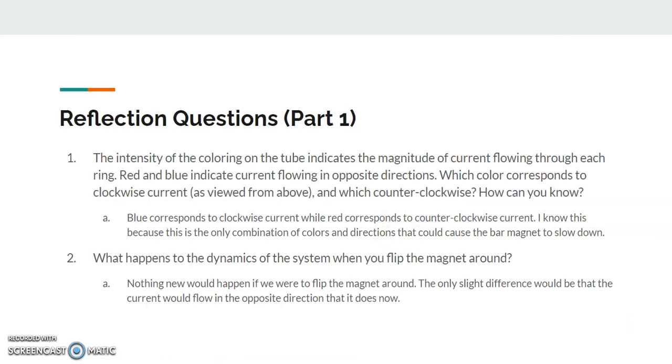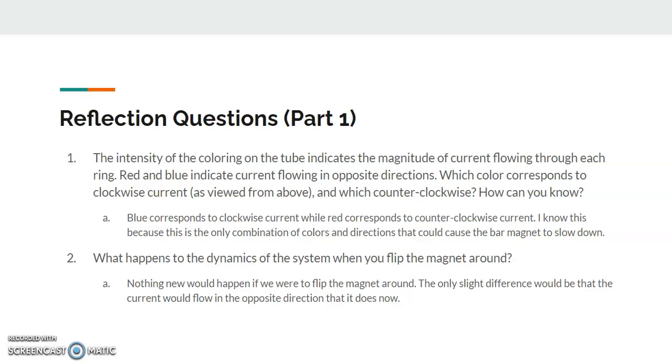Now onto some reflective questions that help put the lab in perspective. Reflection question number 1 states, the intensity of the coloring on the tube indicates the magnitude of current flowing through each ring. Red and blue indicate current flowing in opposite directions. Which color corresponds to the clockwise current, as viewed from above, and which counterclockwise? How can you know? The answer is simple. Blue corresponds to clockwise current, while red corresponds to counterclockwise current.